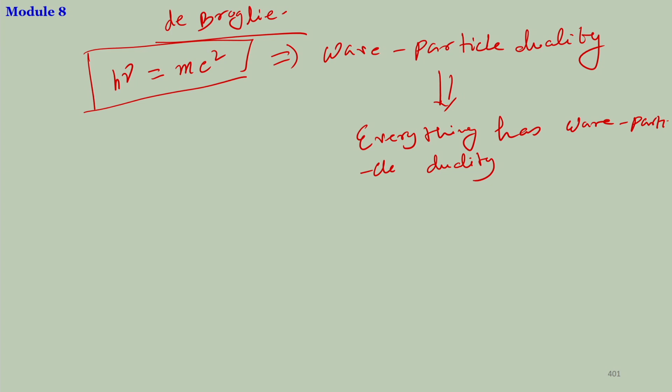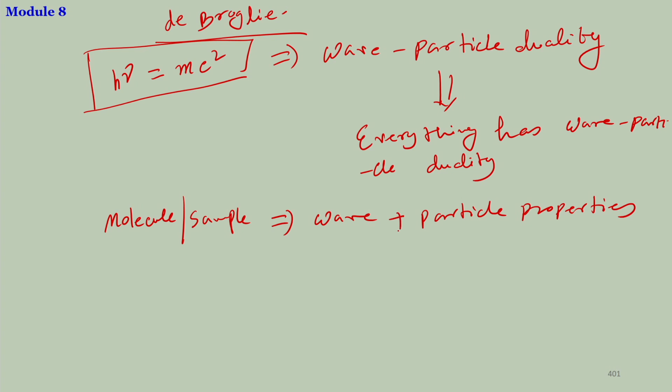This means when you are considering a molecule or sample, according to de Broglie, the molecule or sample also has a wave property as well as a particle property. Wave plus particle properties. And now you can explain the interaction between light and matter. If you consider light as a radiation and a molecule that has a wave function, the wave property of the radiation and the wave property of the molecule may interact, head on, in phase collision, out of phase collision. So, that means the light can interact with matter.